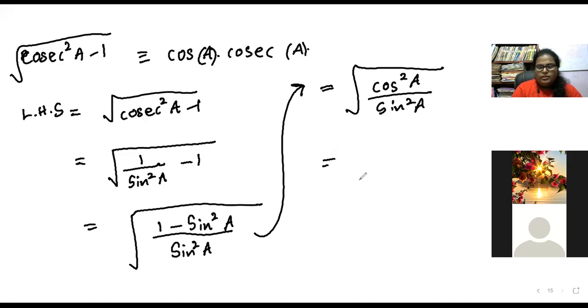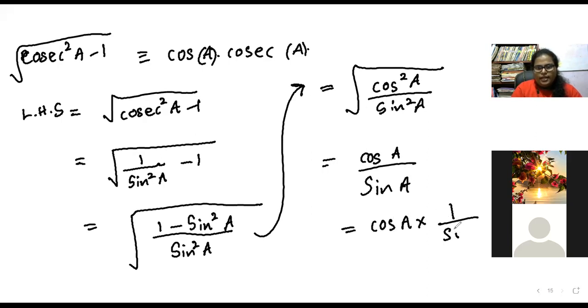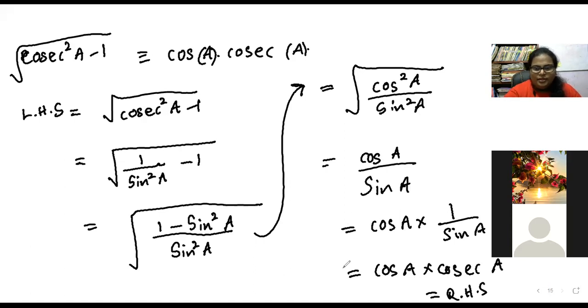So if you remove the square root, you can write this as cos A divided by sine A. So we can write this as cos A into 1 over sine A, and it is equal to cos A cosec A. So without using that formula also, you can reach the final answer by using this method, right? Both methods are correct. And I think it is clear for you. Then we'll go for the next question as well.